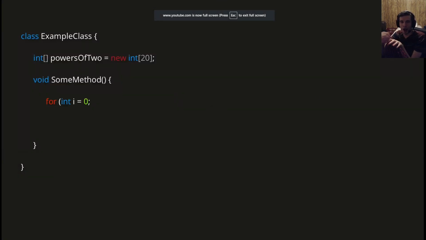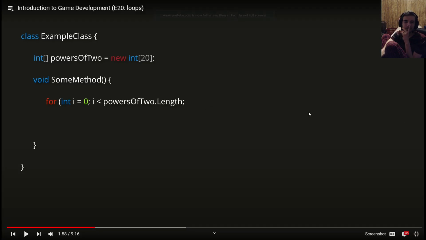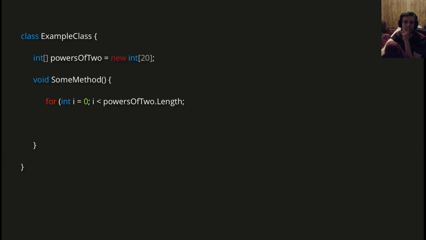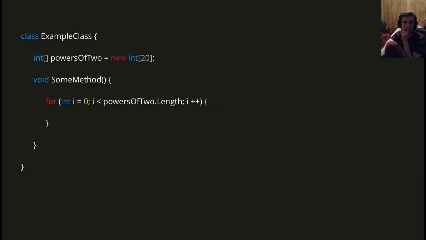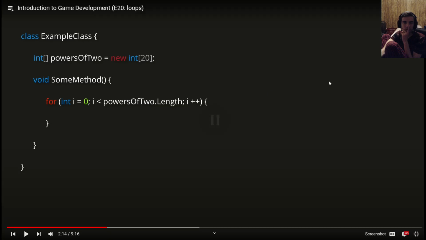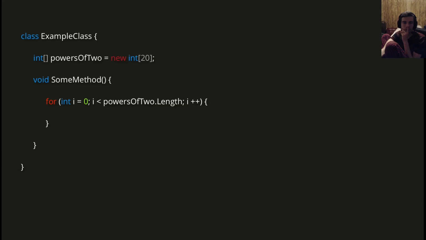int I equals 0, while I is less than powers of 2.length, increment I by 1. Remember that since arrays are indexed starting at 0, their last element is an index of 1 less than their length, which is why we have the loop run while I is less than powers of 2.length, and not while I is less than or equal to powers of 2.length.